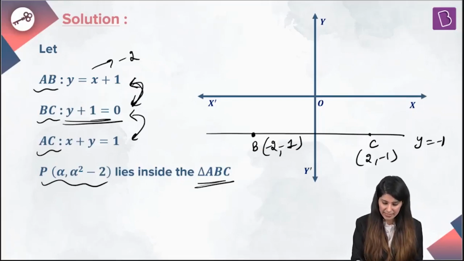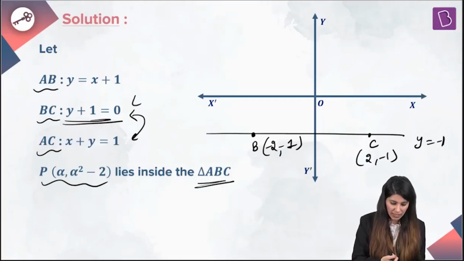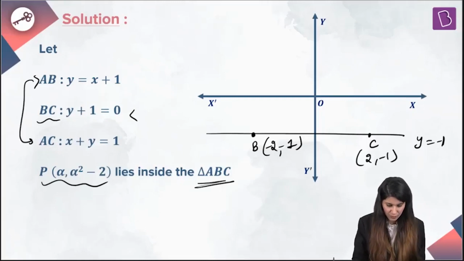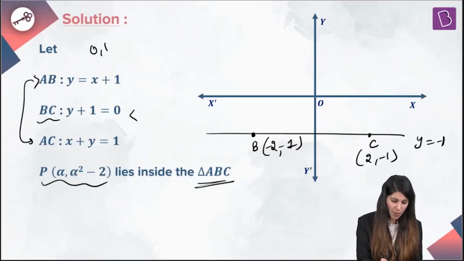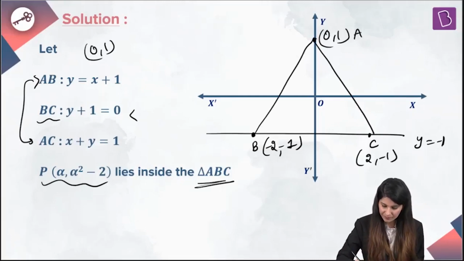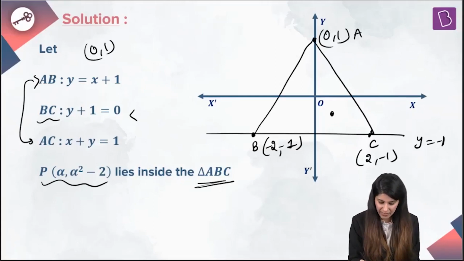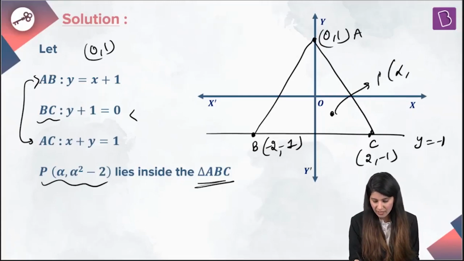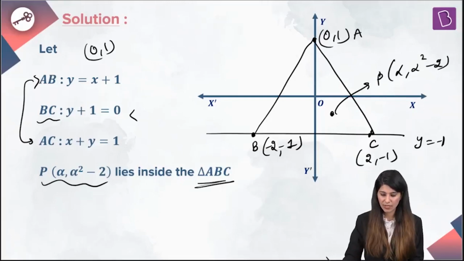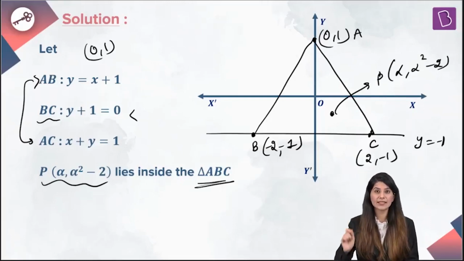So B and C we have got. Now we need to think about point A, which is the intersection point of these two lines. And if you solve this, you'll get 0, 1 as the point. So it will lie over here, 0, 1. This is point A. These are the three lines actually, right? And point P(alpha, alpha square minus 2) is lying inside the triangle. Now, the point is lying inside the triangle.